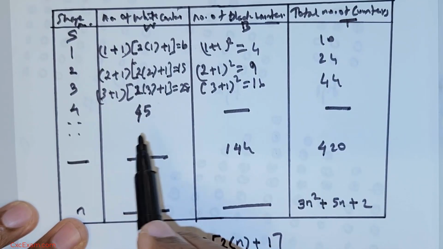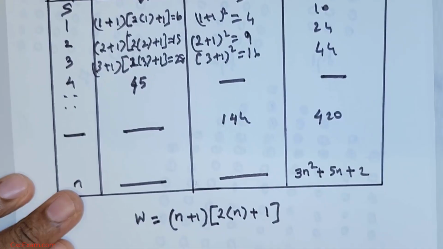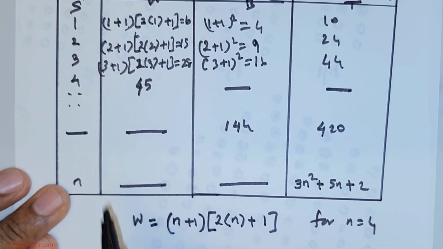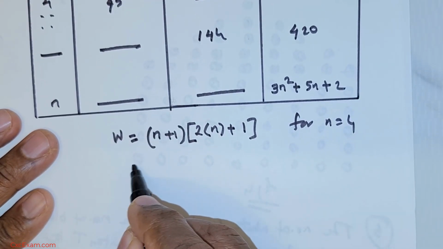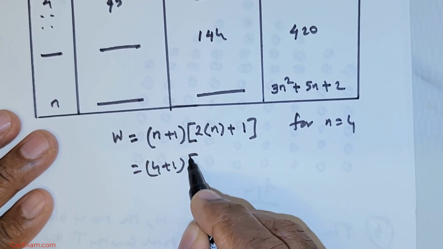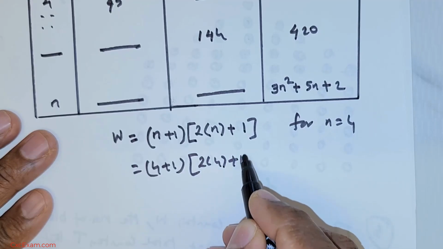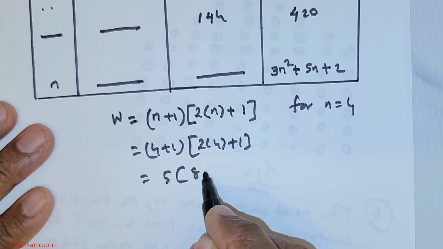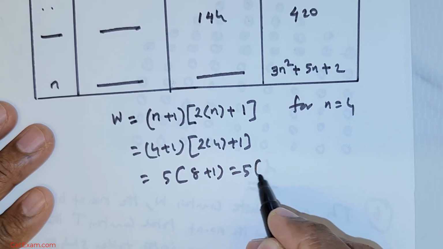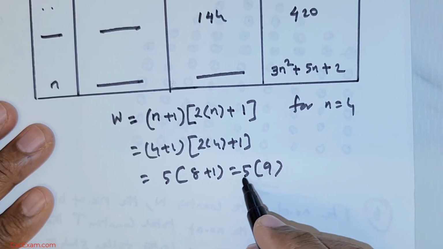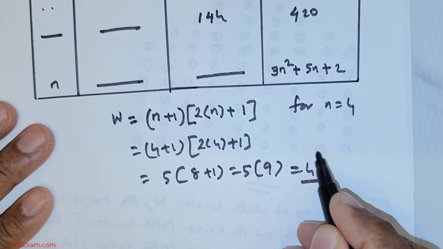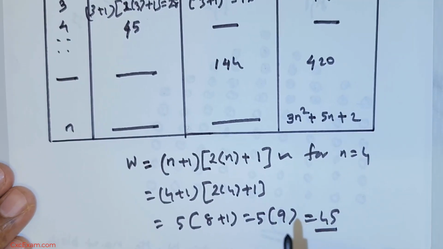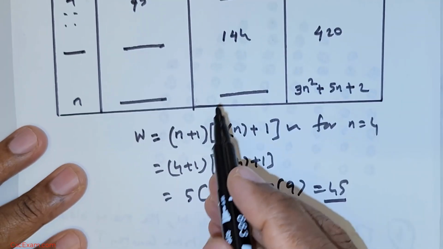So this is going to be the standard pattern. Now we need to produce 45 for 4. So that means that is a check. For n is equal to 4, what happens here? 4 plus 1 times 2 times of 4 plus 1. This is 5 times 2 times 4 is 8. 8 plus 1. This is 5 times of 8 plus 1 is 9. 9 times 5 is 45. So this formula is holding good. Okay, fair enough. So let me go to the next one.